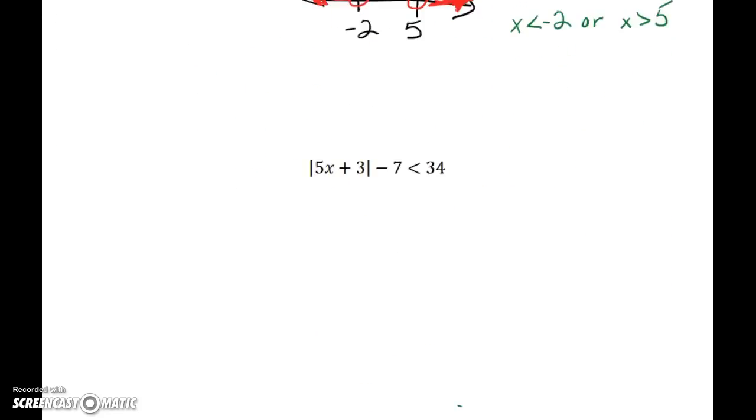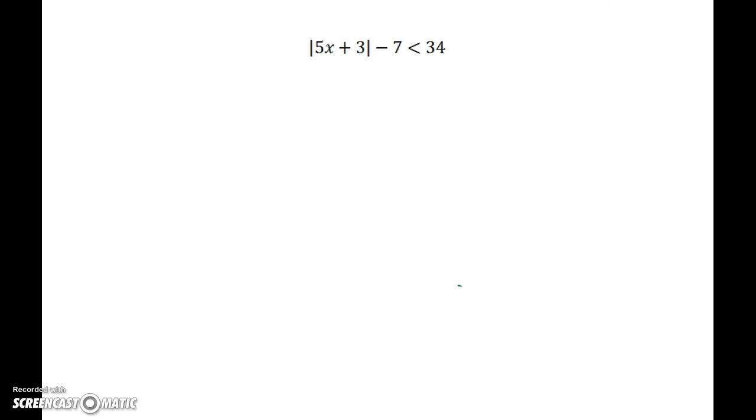Okay? The next example looks like a less than. So it looks like it might be an OR, but let's see. We'll do the same thing, except in this case, first we have to take care of that 7, because that's outside the absolute value sign. So we have the absolute value of 5x plus 3 is less than 41, right? 34 plus 7 is 41. So now we're going to separate this into two separate inequalities.